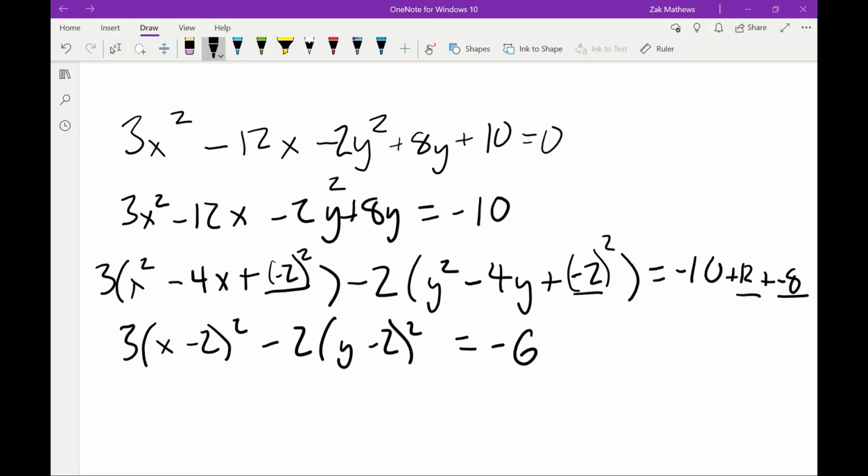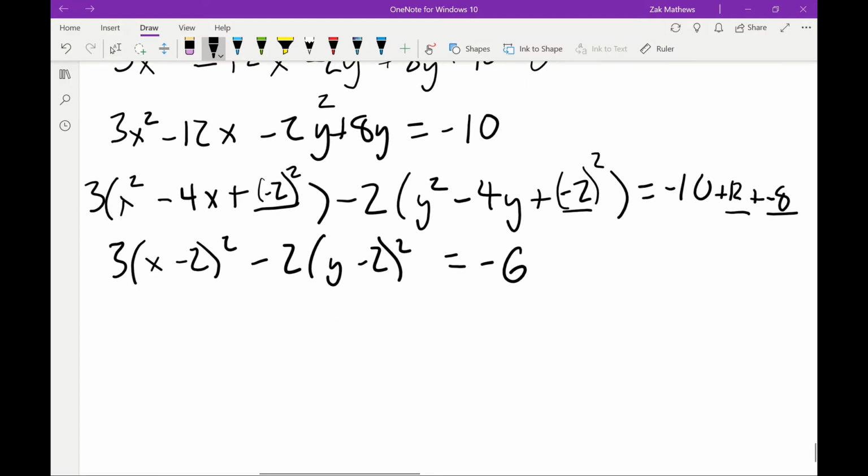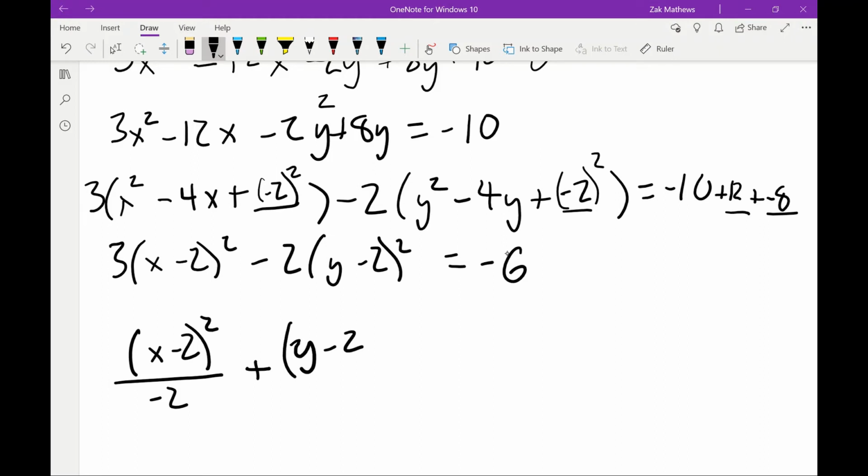I'm going to divide both sides by that -6, and so we get x minus 2 squared over 3 goes into -6 -2 times, or 3 over 6 is 1/2. Then we have the y minus 2 squared. We had a -2 over -6. That's going to give us a 3, or 1/3. 2 over 6 is 1/3. So we have the y minus 2 over 3.